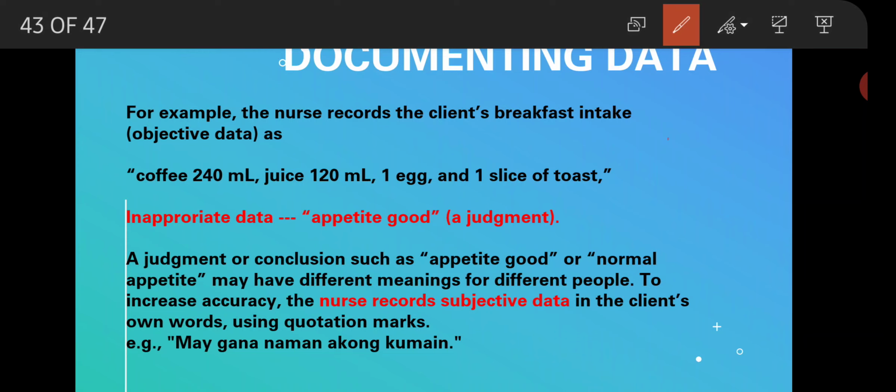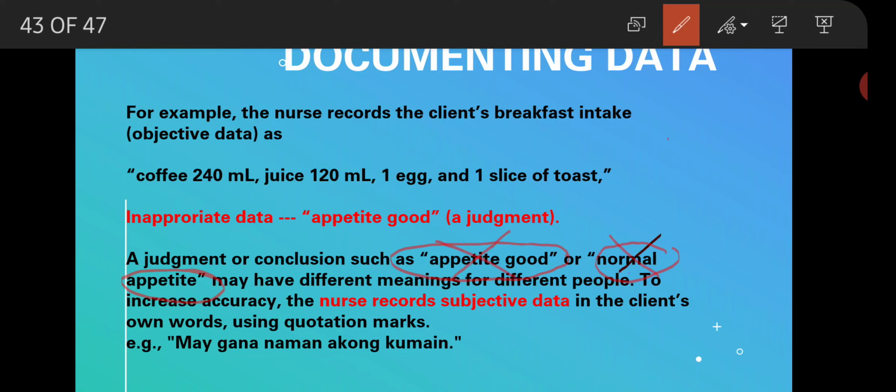Now here are the correct methods of recording the intake of clients, or the breakfast intake. The client would tell you, maganda naman, may gana akong kumain. So it is incorrect if you write down in your assessment that you noted a good appetite, or if you write down normal appetite.